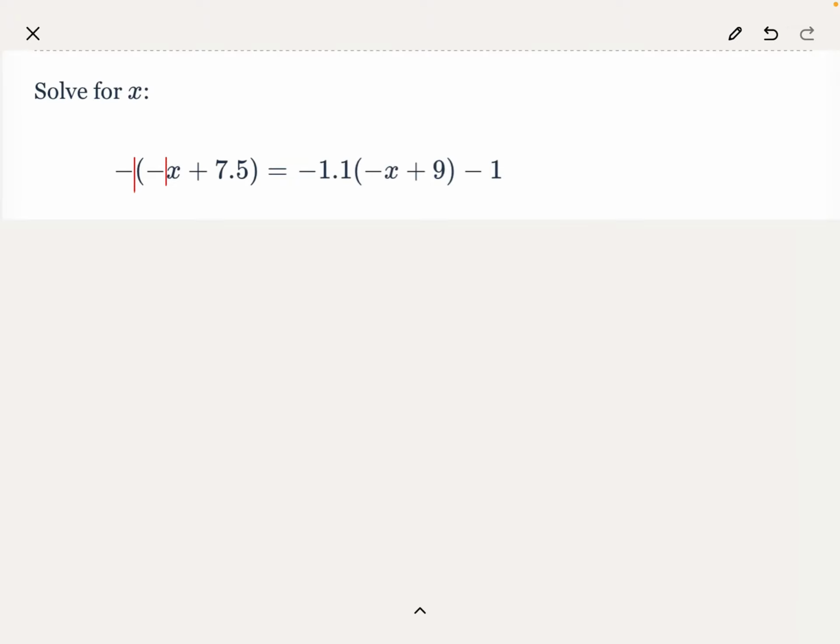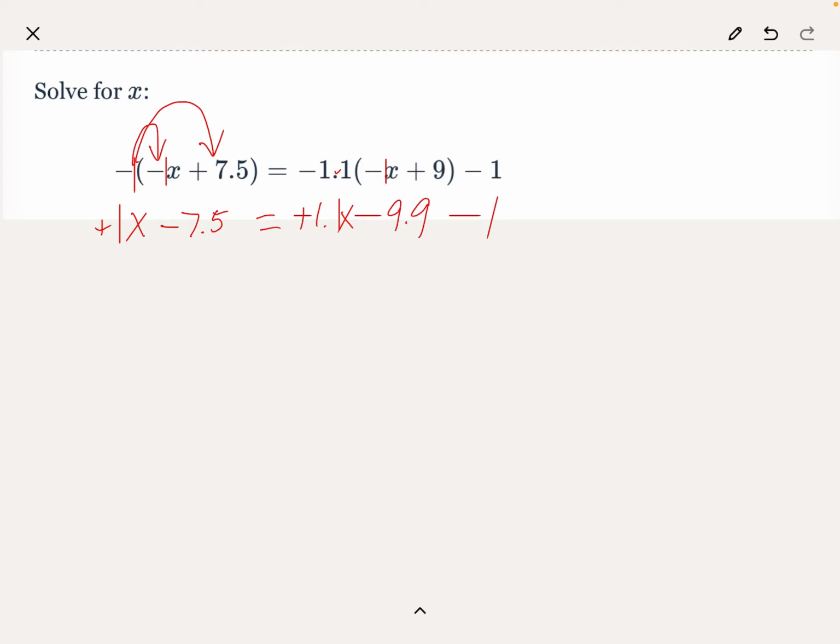So always start by getting rid of the parentheses. I'm going to do a negative 1 times a negative 1, so this is going to be a positive 1x. And then a negative 1 times 7.5, that's going to be a minus 7.5. And then I've got my equal sign. Then I'm going to do a negative 1.1 times a negative 1x, and that's going to be a positive 1.1x, because a negative times a negative is positive. And then a negative 1.1 times 9, so that's going to be a negative 9.9. And then I've got my minus 1 here. I forgot my x. Sorry about that.